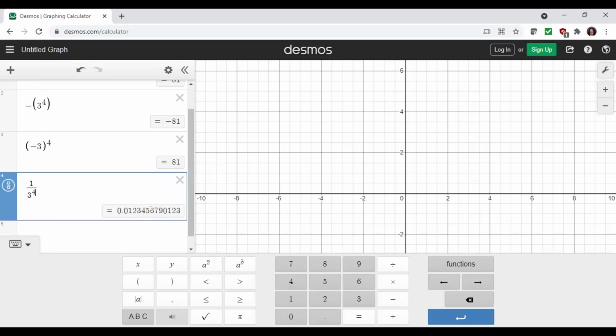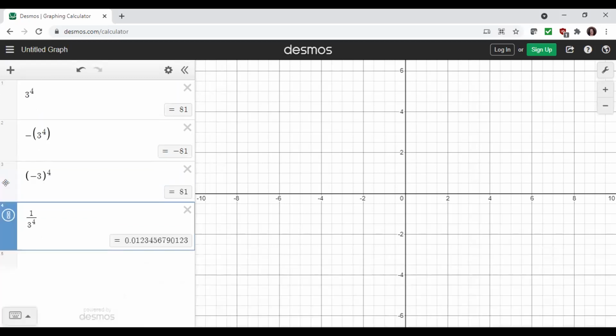Okay, so now it gives us a long decimal. Now if you see this little button right here, if you click on that, it will give you the fraction equivalent. And that should make sense because what it's saying is on the bottom of the fraction, we have 3 times 3 times 3 times 3. So 3 times itself 4 times is 81. So it should be 1 divided by 81.